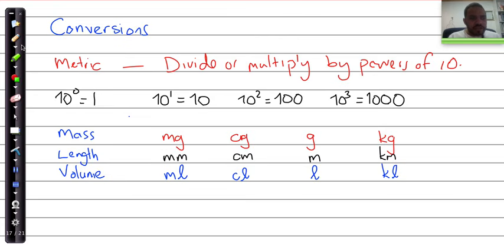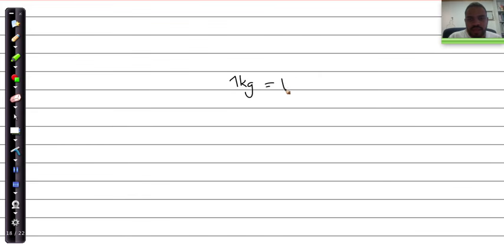So let's speak about the conversion. When we go from a bigger unit to a smaller unit, you're going to have more of that smaller unit in the bigger unit. So for example, you already know that 1 kilogram is equal to 1,000 grams, right? 1 liter is equal to 1,000 milliliters. Similarly, you know that 1 kiloliter is equal to 1,000 liters, right?